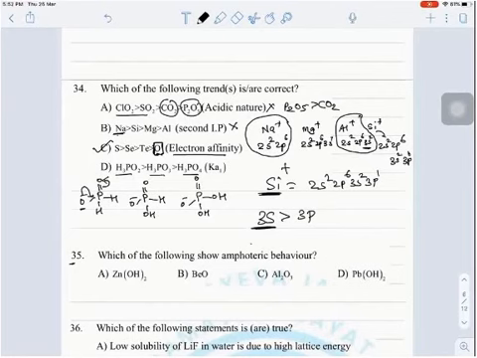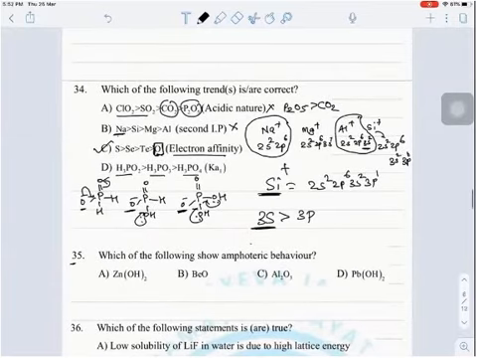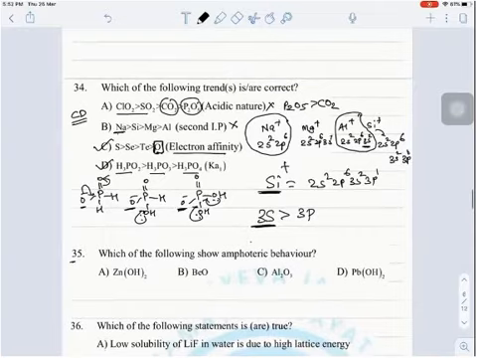But in the case of the second and third, due to cross conjugation of OH groups, the stability of O minus is decreasing. Hence, the more the cross conjugation, the less is the stability of the anion. Hence, less is the acidic nature. So, D is also correct. So, for this question, the correct answer should be C and D.